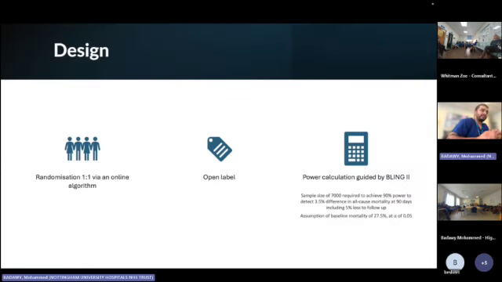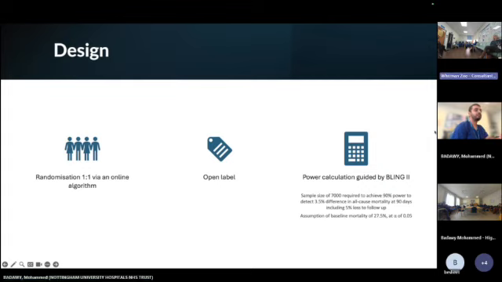It was a randomized trial, with 1-to-1 randomization according to an electronic system. It was open label, so both patients and the doctors and care providers knew which arm the patient was randomized to. The power calculation for recruitment was based on the previous trial, BLING-II, and they assumed that 7,000 patients were required to get strong outcomes.